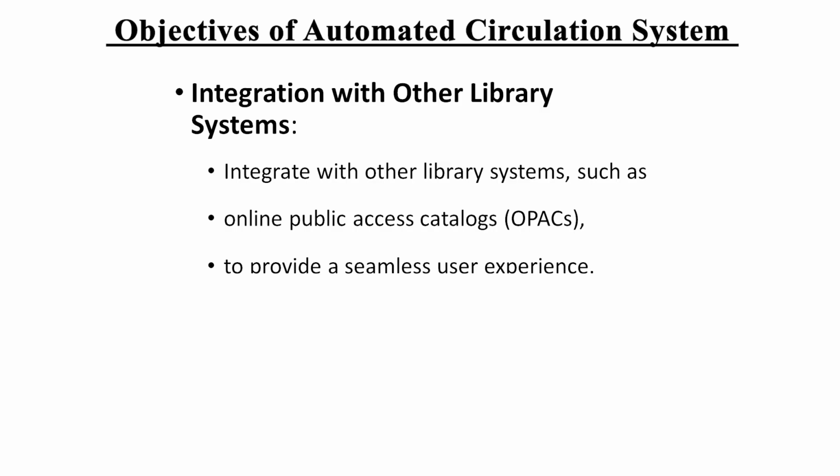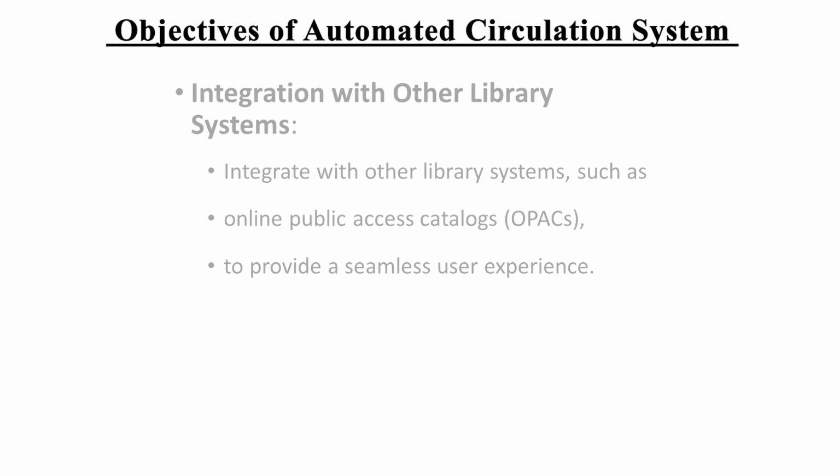So if you have a 5 campus or 6 campus, 10 campuses library, and if you do not have an integrated system, you will not be able to know whether the book has been issued by another campus or not. In an integrated system, in one go we should be able to know where the books are available. Then online access public catalog, to provide a seamless user experience.